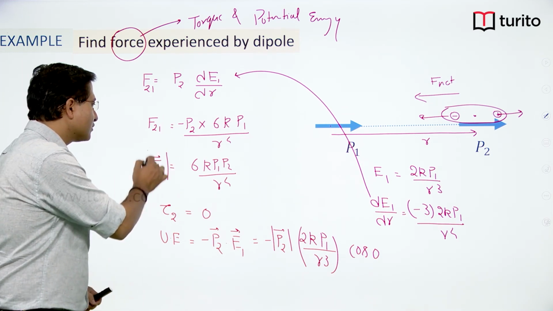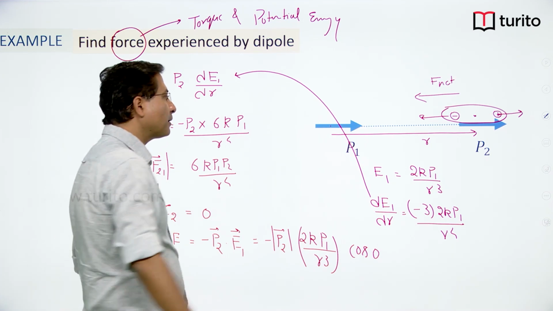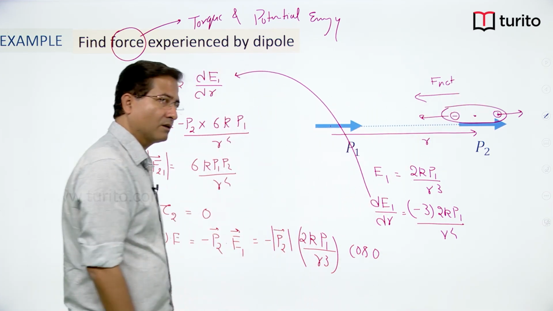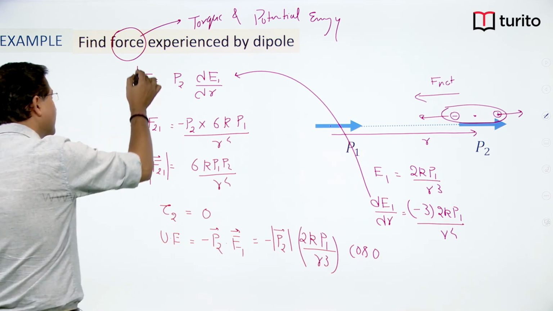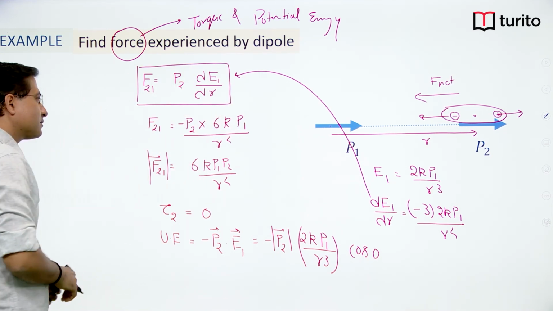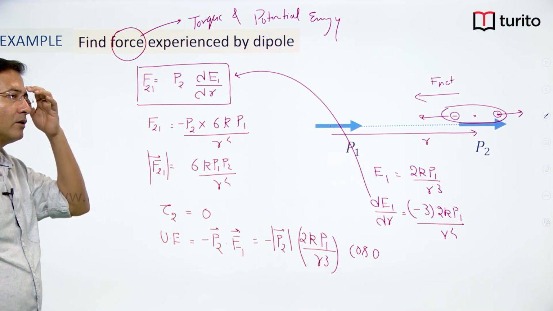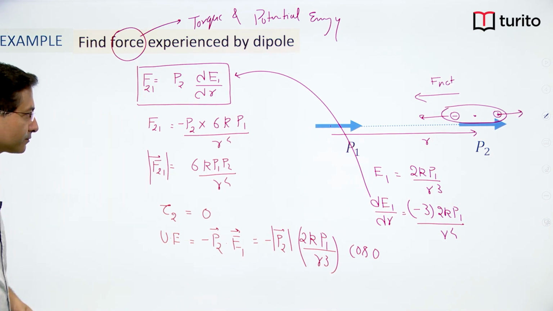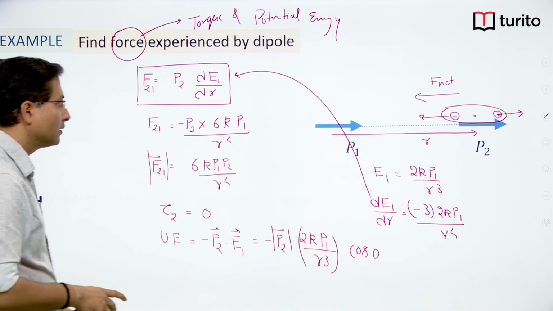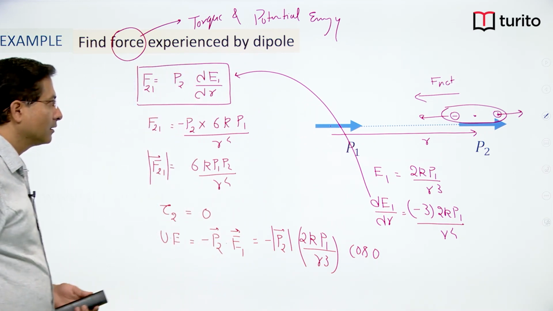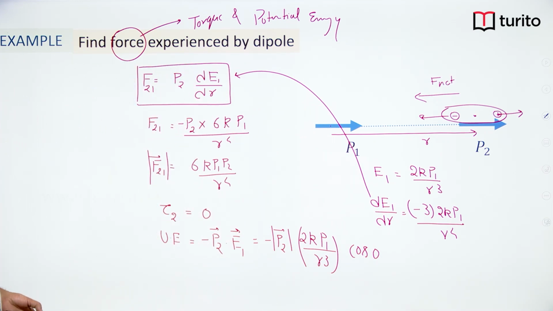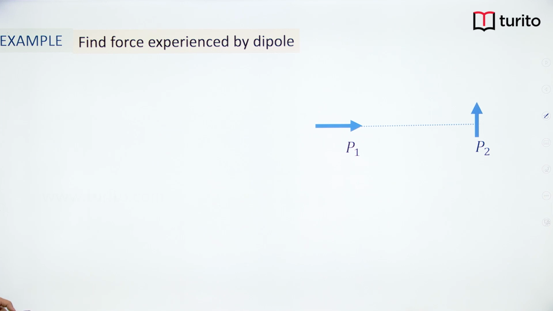Here I am writing magnitude of force. Same is the force exerted by this one on this one. So, I hope this one is clear, how to find force on dipole placed in non-uniform field. Now, what if I turn this one by 90 degree? Let us see one more example. So, second dipole is placed perpendicular to the axis of first dipole, this way.